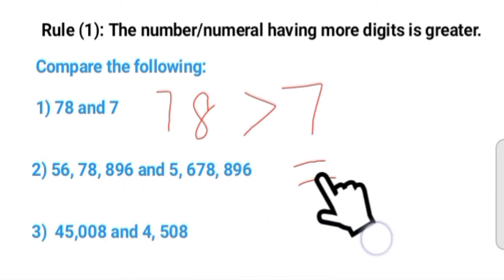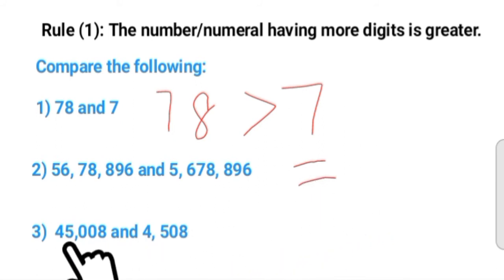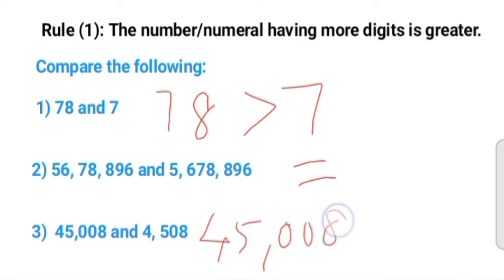Both numbers are equal. Then you can compare these two numbers. Can you read this number? 45,008 and 4,508. This is a 4-digit number, 1, 2, 3, 4. This is a 4-digit number and this is a 5-digit number. So which is the biggest number? When you want to compare these numbers, first of all you have to write both the numbers and then you can put the sign. Which sign do you want to write? This is the biggest number, so we have to use the greater than sign. So 45,008 is greater than 4,508.